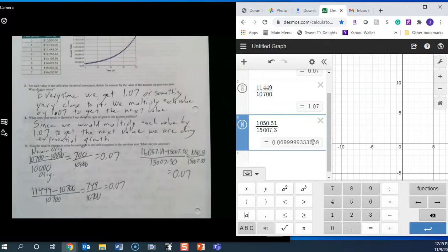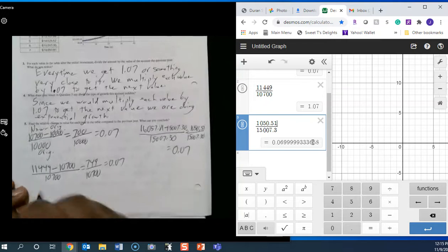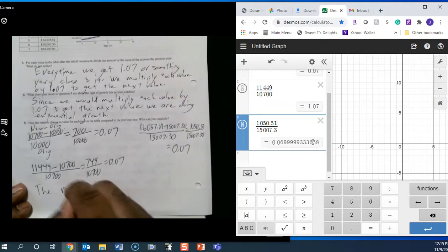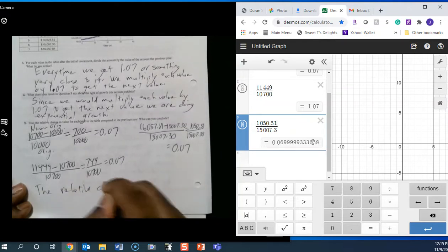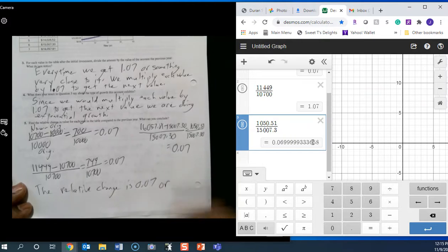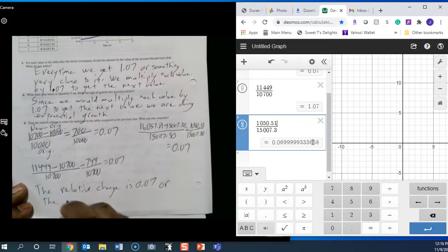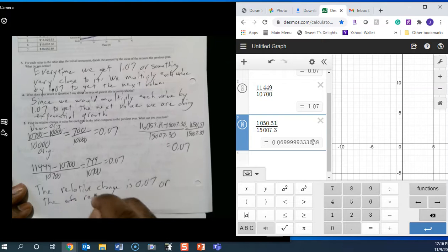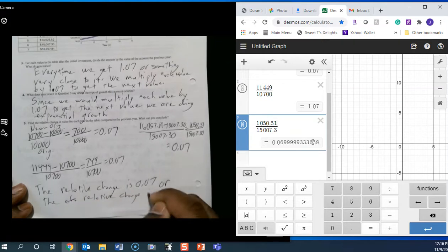So it actually works. And it says, what can you conclude? The relative change is 0.07. Or you could say the relative change is 7%.